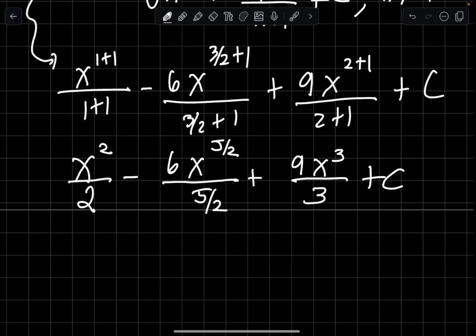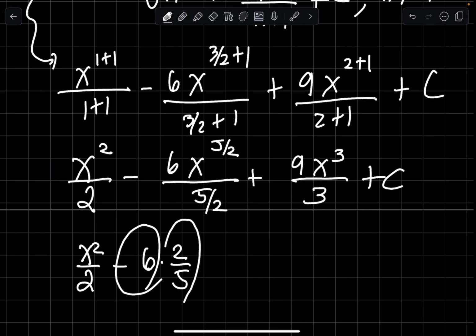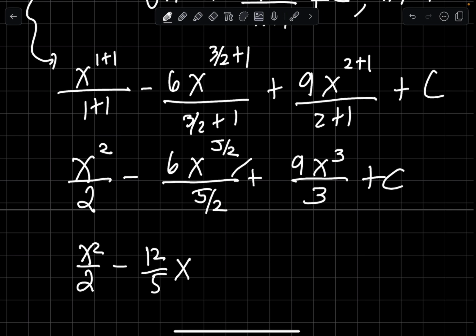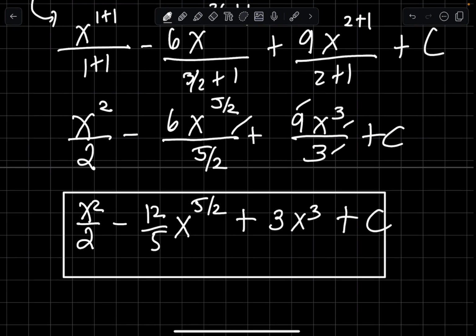Simplifying further, we have x squared over 2 minus, so we need to simplify this complex fraction, 6 divided by 5/2. So multiply the numerator 6 by the reciprocal of the denominator, 5/2, which is 2/5. So we have negative 6 times 2/5, or negative 12 over 5, then x raised to 5 halves, plus 9 divided by 3, that's 3, then copy x cubed plus c. So therefore, this is the final answer.